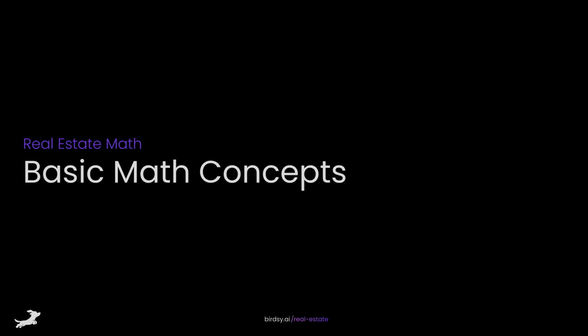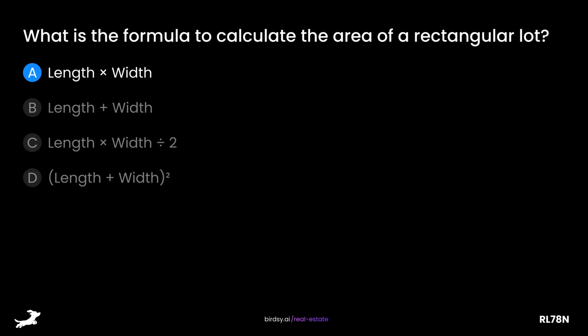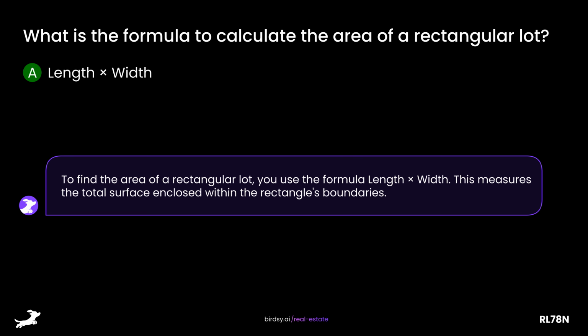Real estate math. Basic math concept. What is the formula to calculate the area of a rectangular lot? Is it A, length times width? B, length plus width? C, length times width divided by 2? Or D, length plus width? The answer is A, length times width. To find the area of a rectangular lot, you use the formula length times width. This measures the total surface enclosed within the rectangle's boundaries.